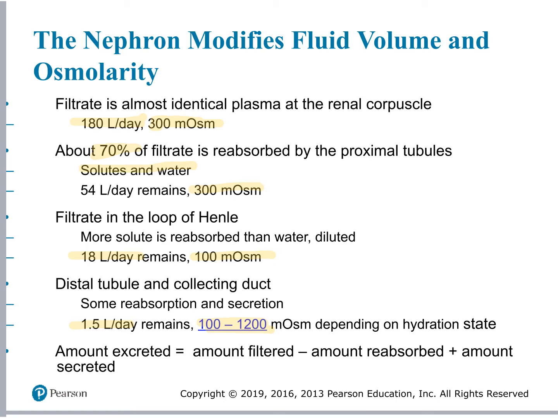So if you take the amount that is excreted, the amount excreted is going to be the amount that is filtered out through the filtrate, subtract the amount that is reabsorbed, and then you add back in the amount that is secreted, and that will give you the total amount that's been excreted through the kidneys.